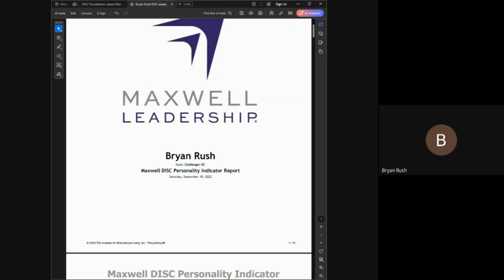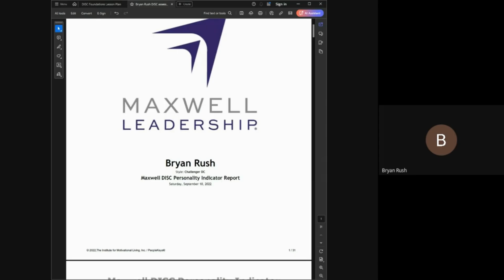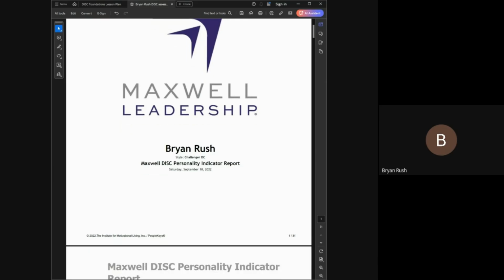So I'm going to share my screen, and then I'm going to get into the pages of emphasis that I really want to highlight that I have found valuable over the years that I've been using this report. So give me 1 second. On this DISC report, the first page you're going to see is your name, and in much smaller font you're going to see your style. You're going to have the nickname of it right here, and then you're going to have the letters that represent that style. So for me, my report, Challenger DC. The latest report I took was September 10th, 2022.